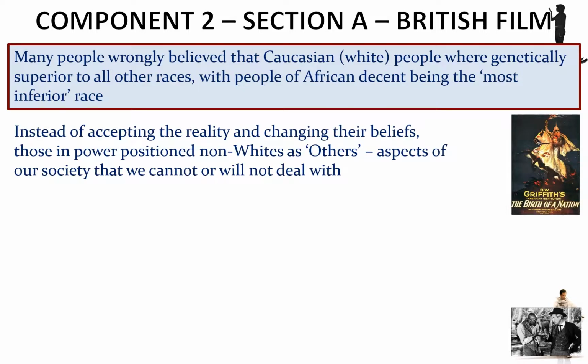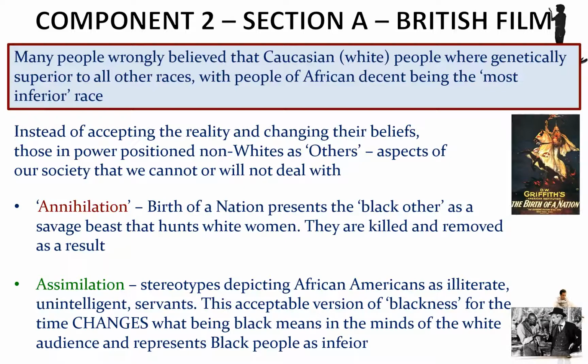So instead of accepting the reality and changing their beliefs, those in positions of power positioned non-whites, particularly African Americans, as others, aspects of our society that we cannot or will not deal with. There was a clear process of either annihilation or assimilation, a way to restructure or reframe African American communities and people from the perspective of a white community, so it's palatable, basically.